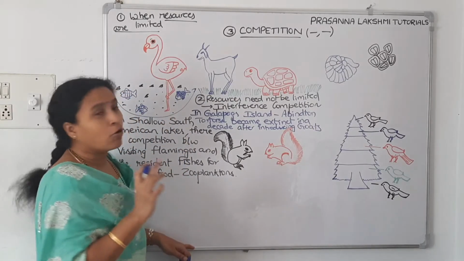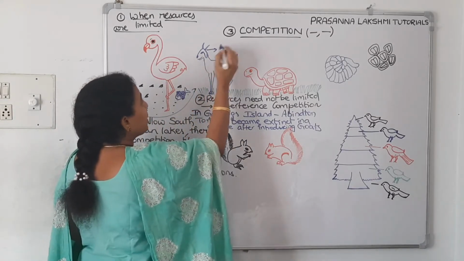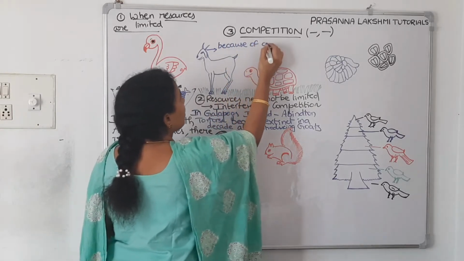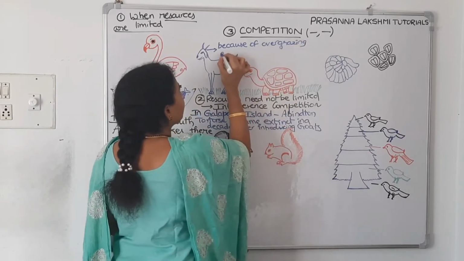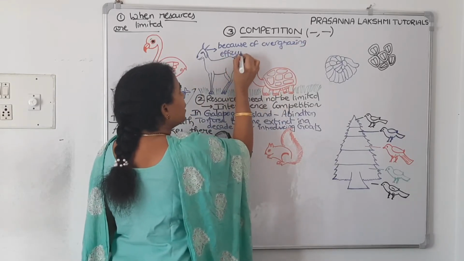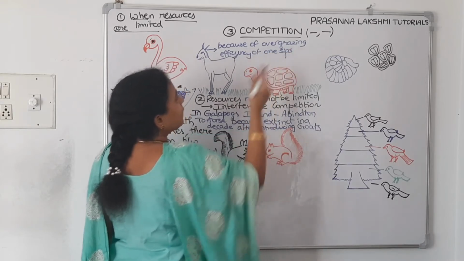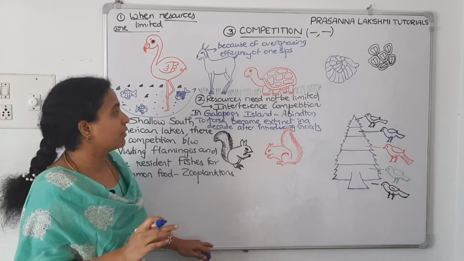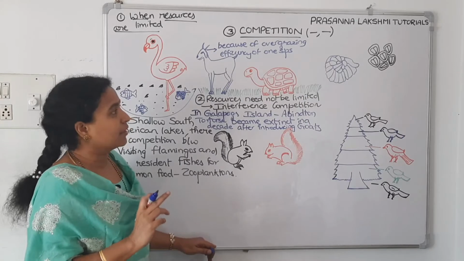It is because of the overgrazing efficiency of one species. It is because of the overgrazing efficiency of the goat, right? The overgrazing efficiency of one species is eliminating the other species, right? So, it led to the extinction of abundant tortoise. So, this is another condition.